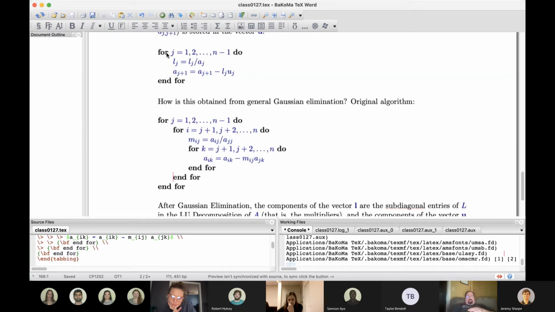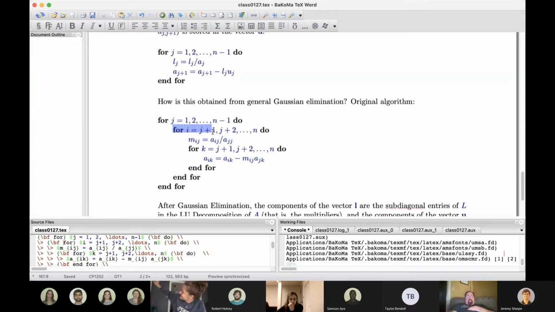Now, the outer loop is exactly the same, because the outer loop loops over columns, and you need to do something in this loop for every column in which you have a non-zero entry to eliminate. And that's still the case with a tridiagonal matrix. But now, this next loop, we're in column j. We start below the diagonal and go all the way to the bottom, and we need to eliminate all those entries.